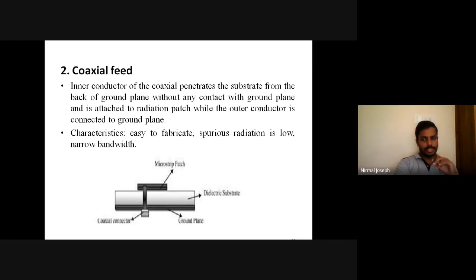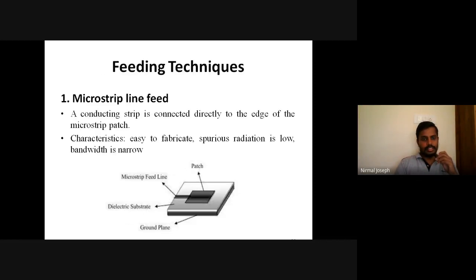Here also it is easy to fabricate, spurious radiation is low, and the bandwidth is narrow. The characteristics are the same as the first one. Microstrip line feed and coaxial feed have the same characteristics. The difference is that here it is a coaxial cable, and there it is a microstrip line. In place of the microstrip line we are using a coaxial cable. That's the only difference, actually speaking.